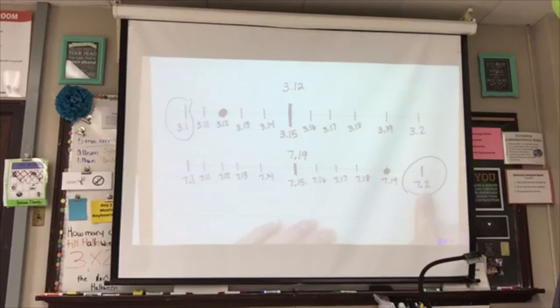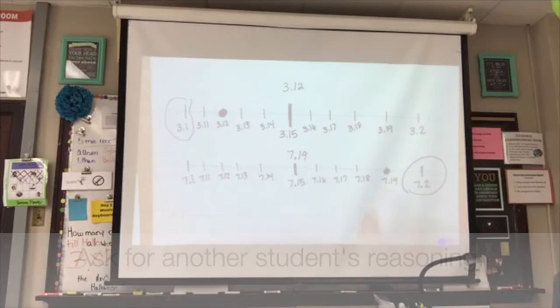What are we talking about with our number line that would explain why it would go to 7 and 2 tenths, not 7 and 1 tenth? Chloe? 7 and 19 hundredths is bigger than 7 and 15 hundredths. Okay, so it is larger than that, and that is why.